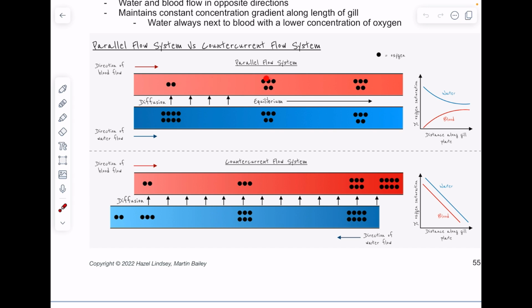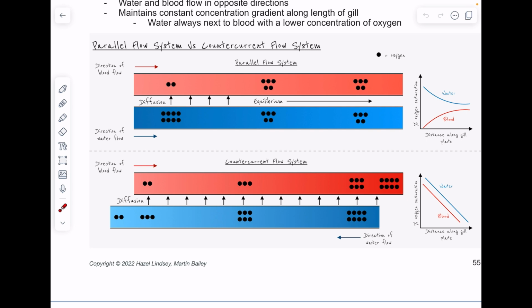But as that blood therefore becomes more oxygenated, we know that the water will contain less oxygen. So you reach an equilibrium really soon, as we see here. And if you do chemistry, you'll recognise the chemical equilibria graph we see here. And at that point, where the concentrations of oxygen are the same in the blood and the water, we know that no further diffusion occurs. So actually, it's really only at the start of this process that gas exchange can take place.